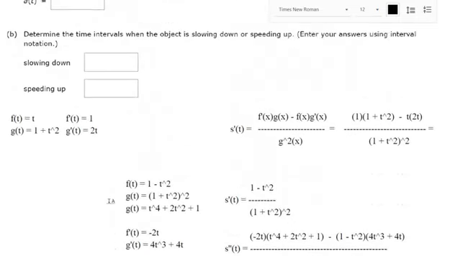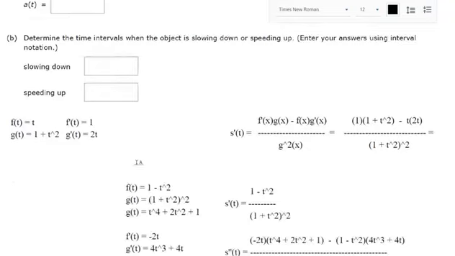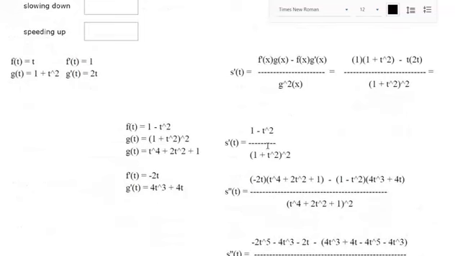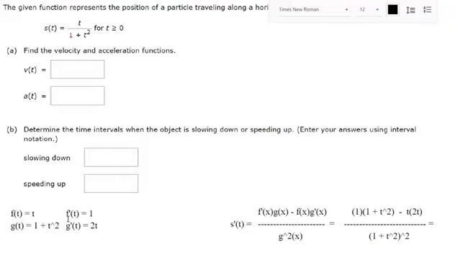We'll stop there. That's just the acceleration function. Okay, and then we're supposed to determine the time intervals when the object is slowing down or speeding up. So we'll need the first derivative, and we'll need the second derivative for that. Because there's two possibilities. You're backing up or you're going forward, right? And so if you're backing up, your velocity should be negative.